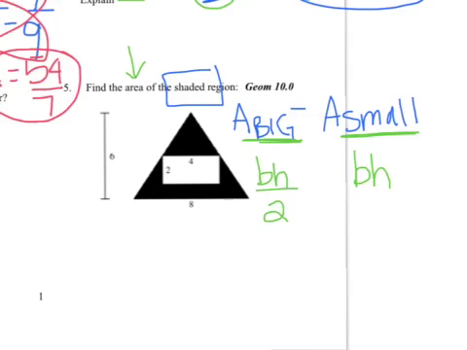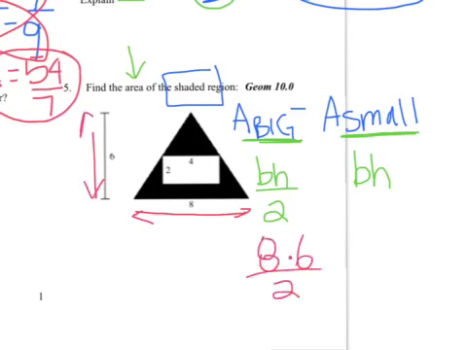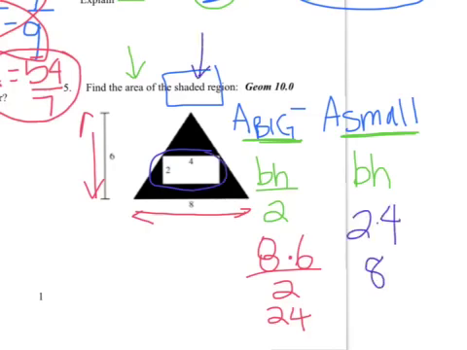The base of the big triangle is 8 and the height is 6. So this would be 8 times 6 divided by 2, which is a total of 24. The inside area is just 2 times 4, which is 8. So the area of the shaded portion would be 24 take away 8, which is 16.